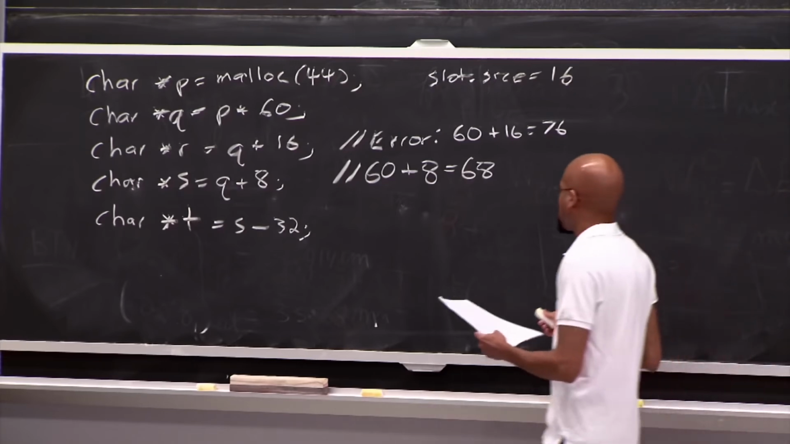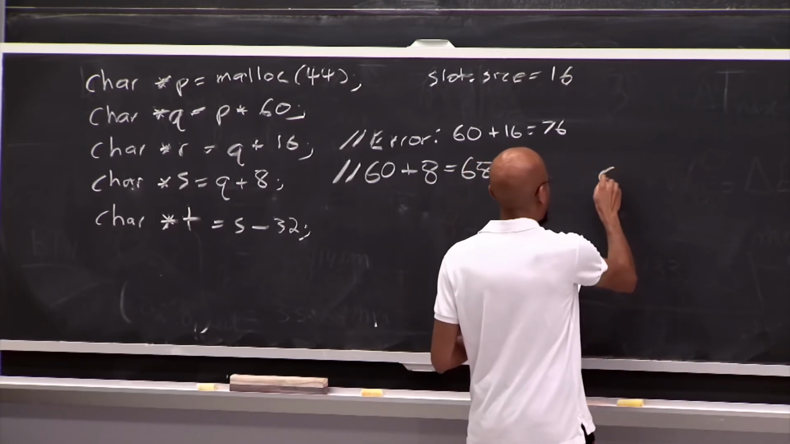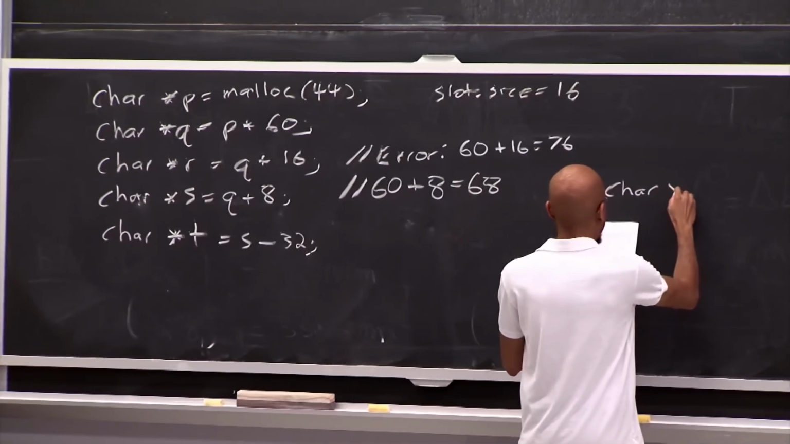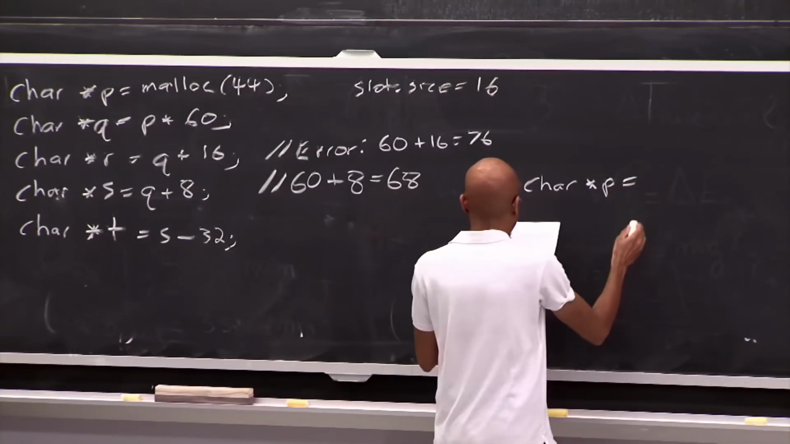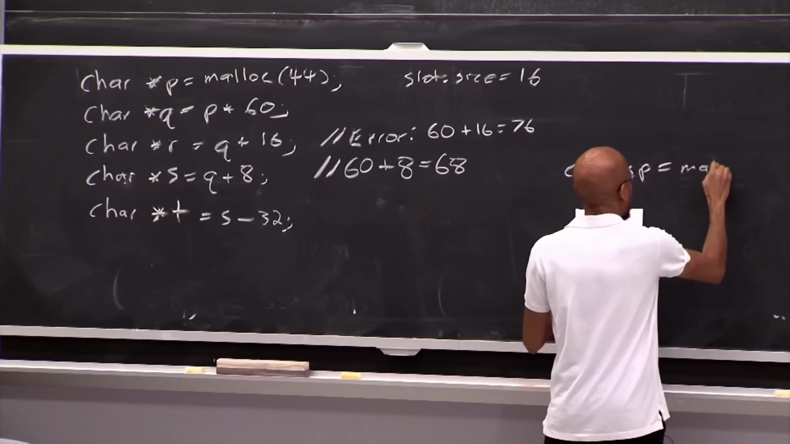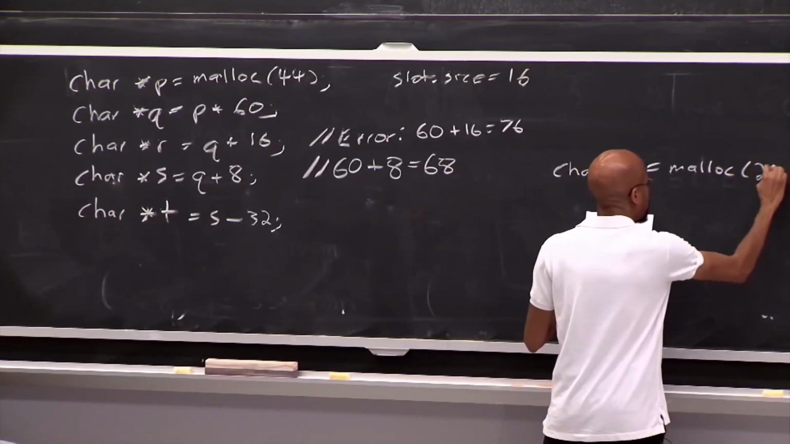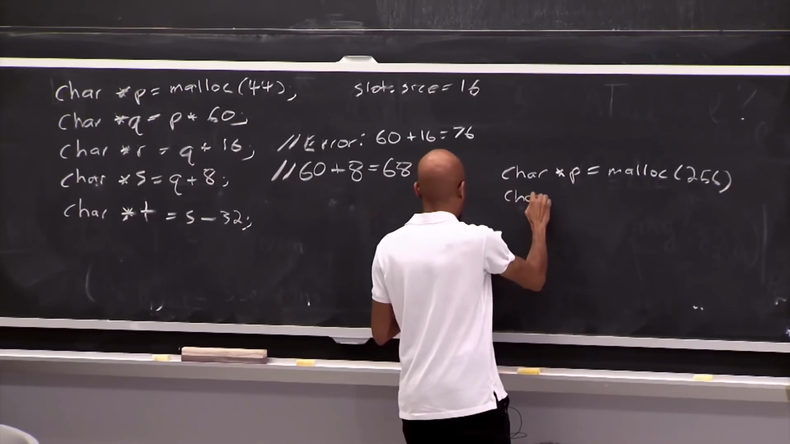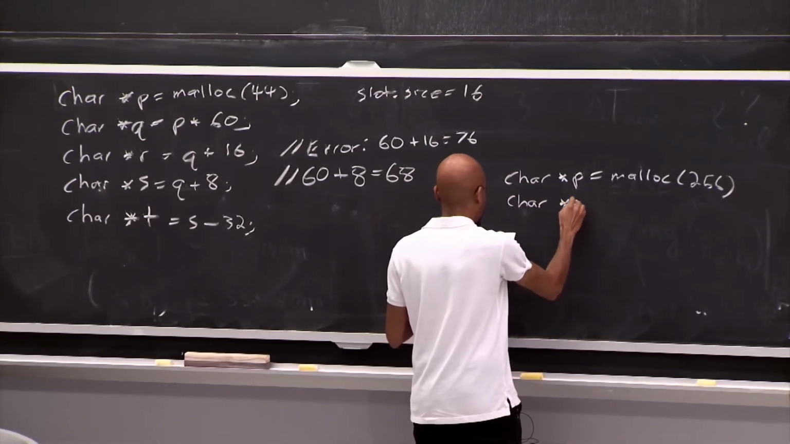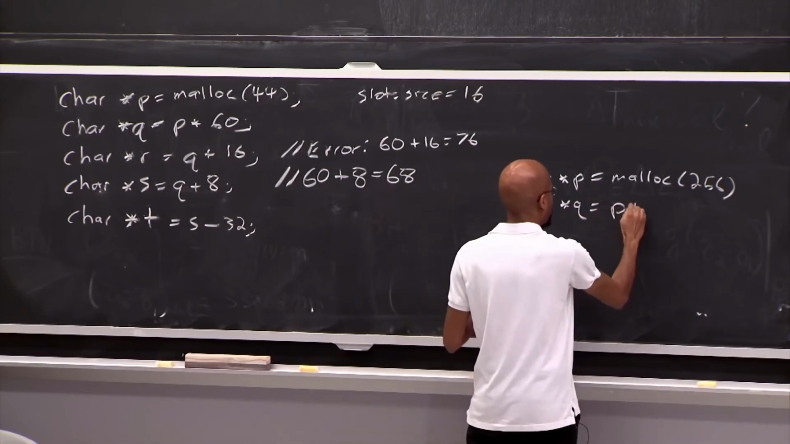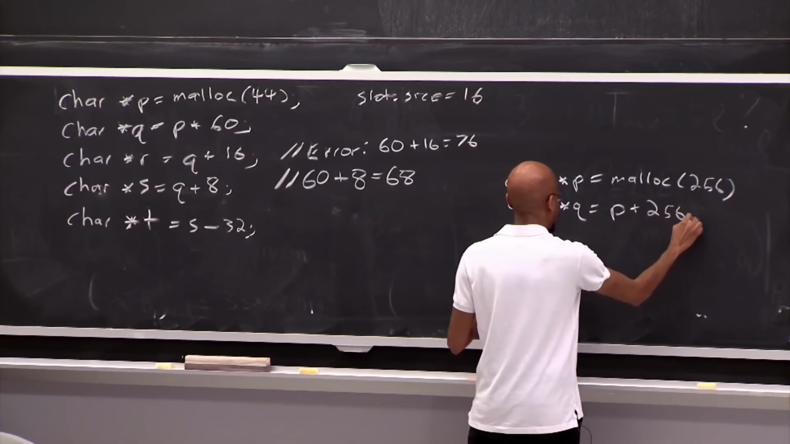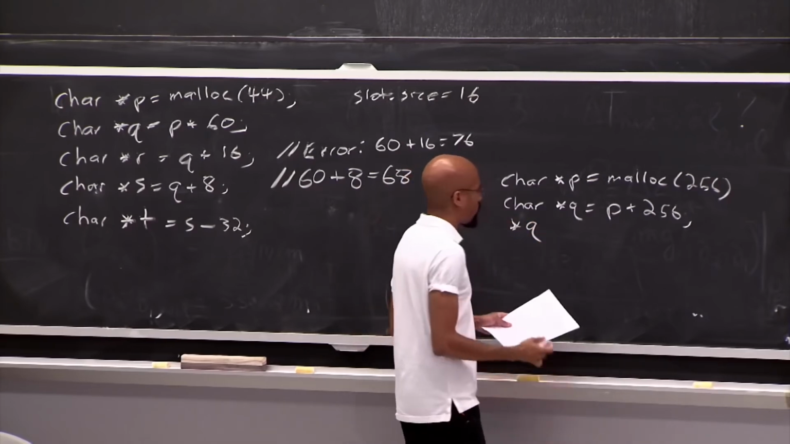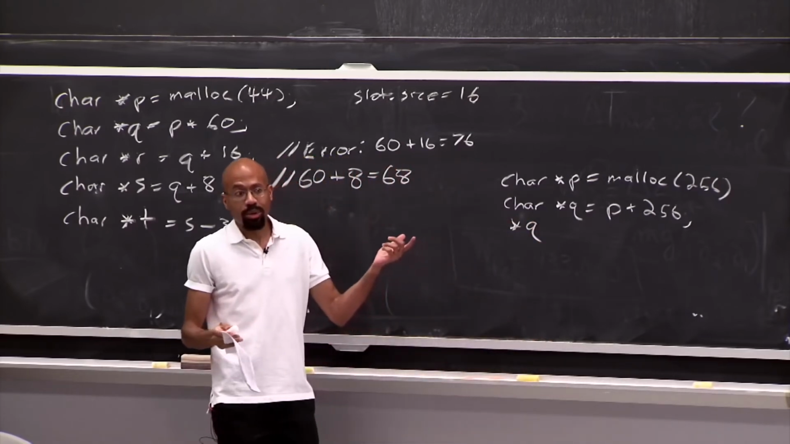And so just to very briefly review the homework question. So hopefully if you understand this, the homework question should be pretty easy to understand. So we had a character pointer. We malloc 256 bytes to it. And then we declare character pointer q that's going to be equal to that pointer plus 256. And then we essentially try to dereference this pointer. So what's going to happen?